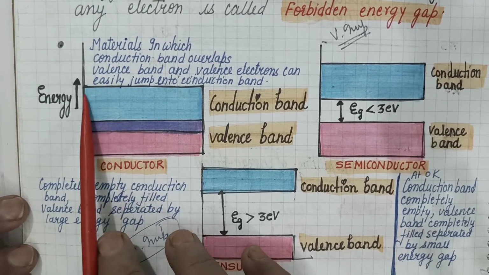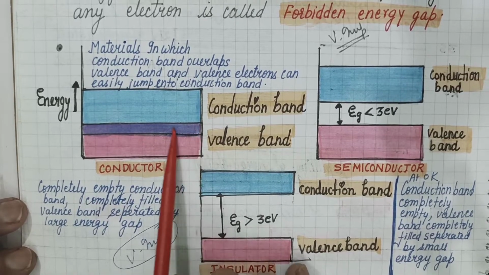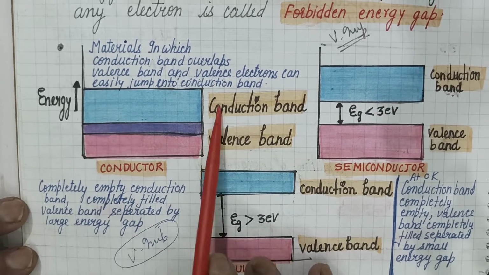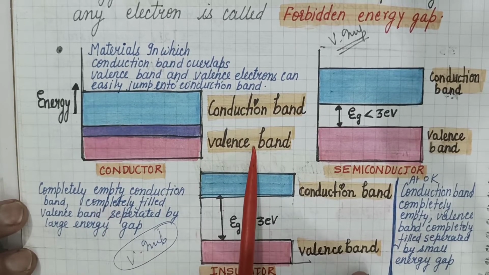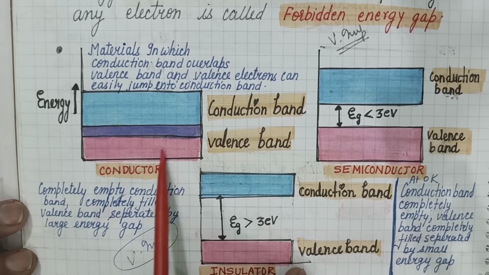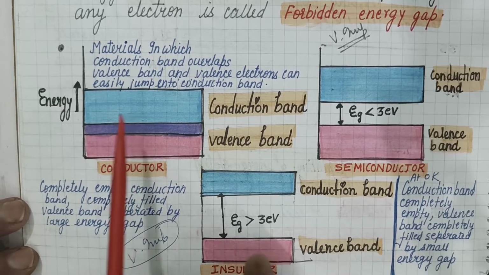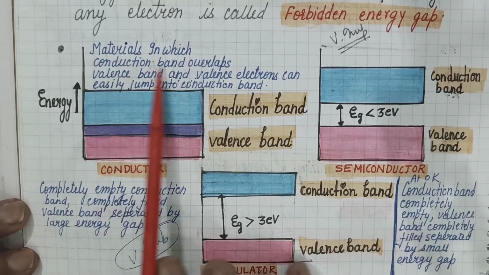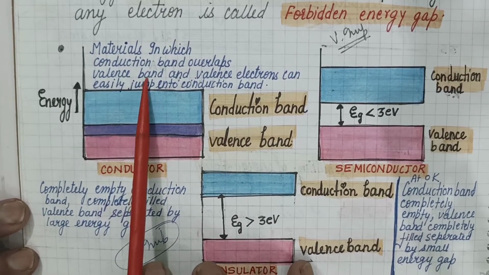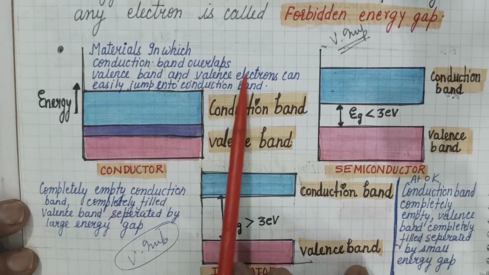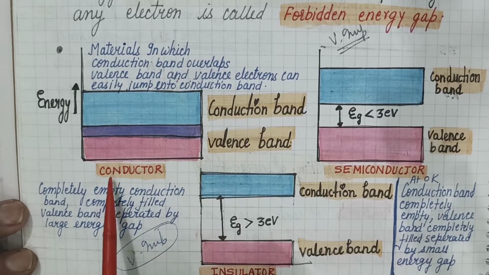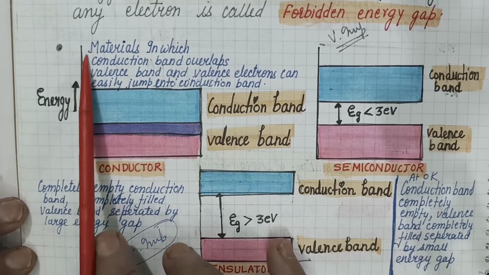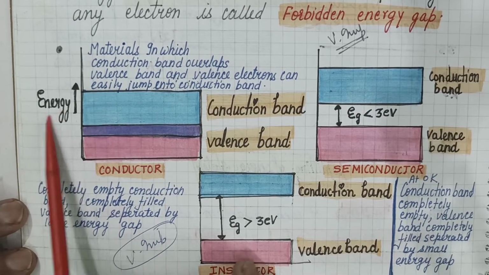Conductor. First learn the diagram. You have to draw one rectangle to represent conduction band and other rectangle to represent valence band, and you have to show that the two rectangles are overlapping. Then material in which conduction band overlaps valence band and valence electrons can easily jump into conduction band are called conductor. On y-axis you have to show the energy level.